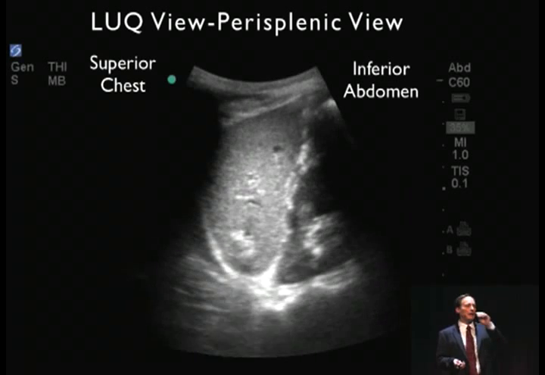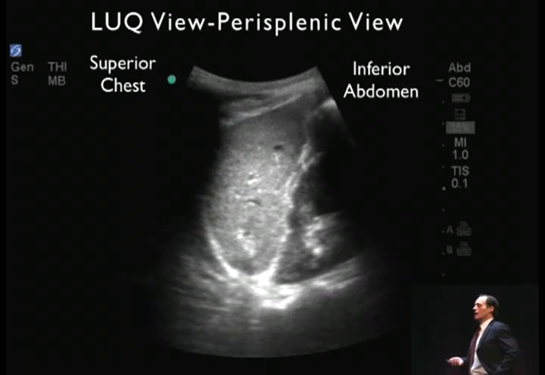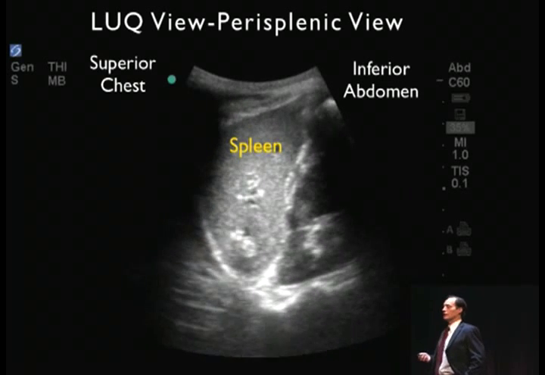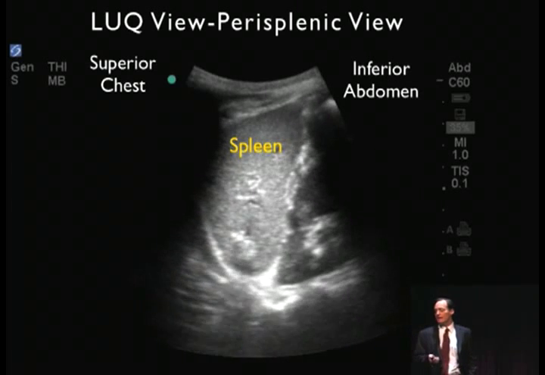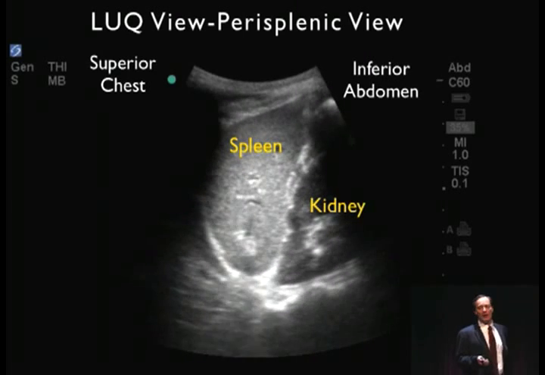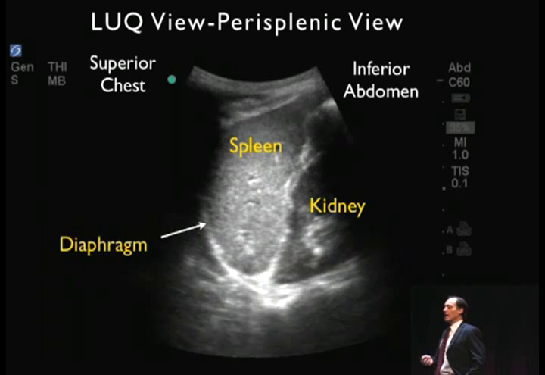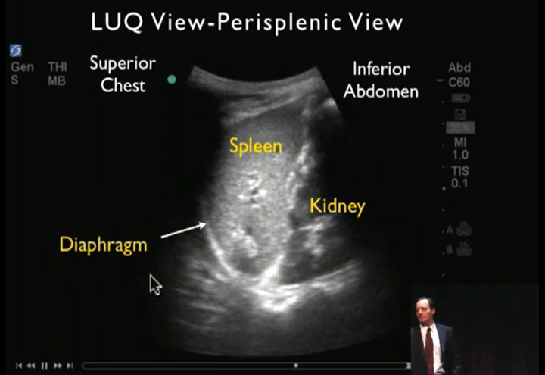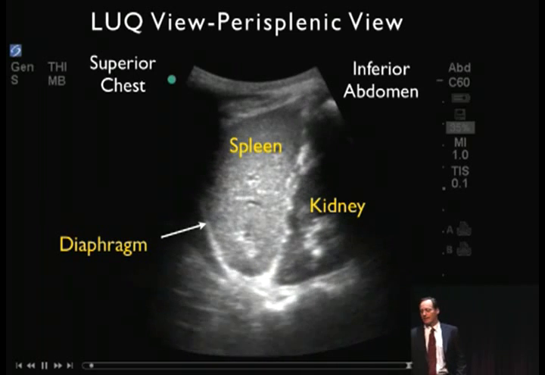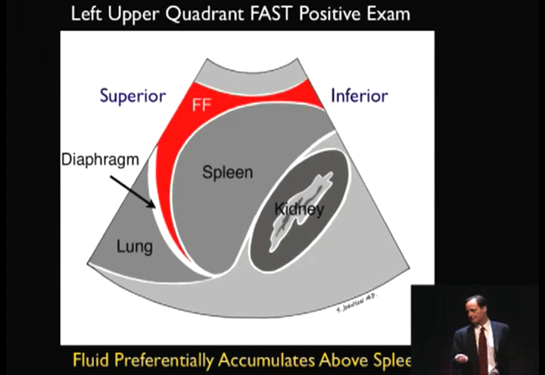Okay, this is a typical negative examination. Here we can see we have the spleen looking to the superior aspect. You can see there, we can see the kidney. Notice we also see the diaphragm there, that white line curving up and down as the patient breathes. And right above that, up here, is going to be the chest cavity right here. Okay, so that's where the hemothorax is going to layer out.